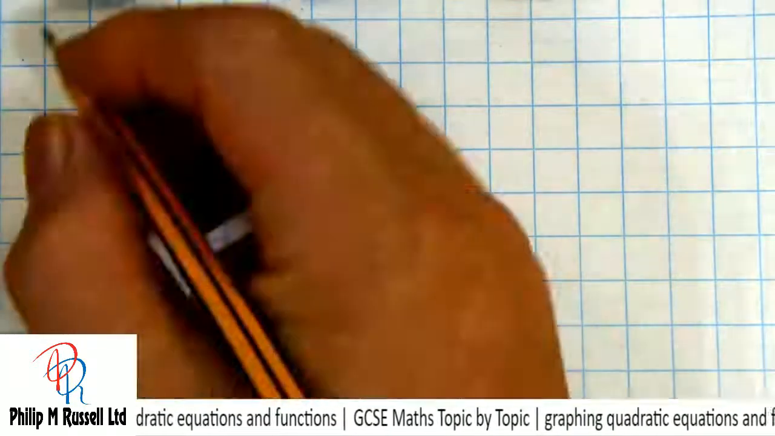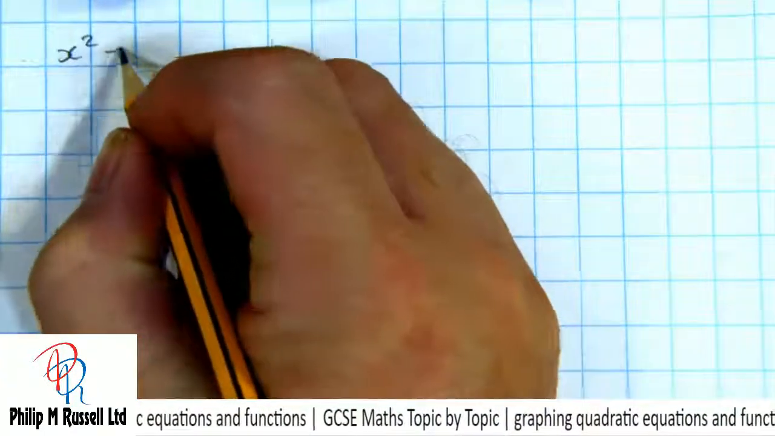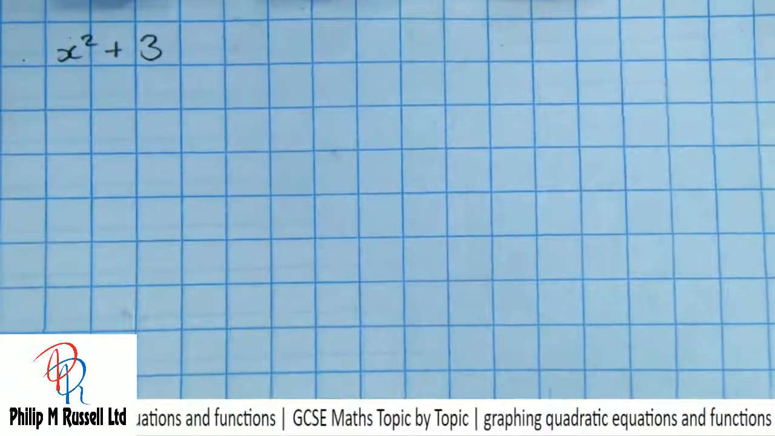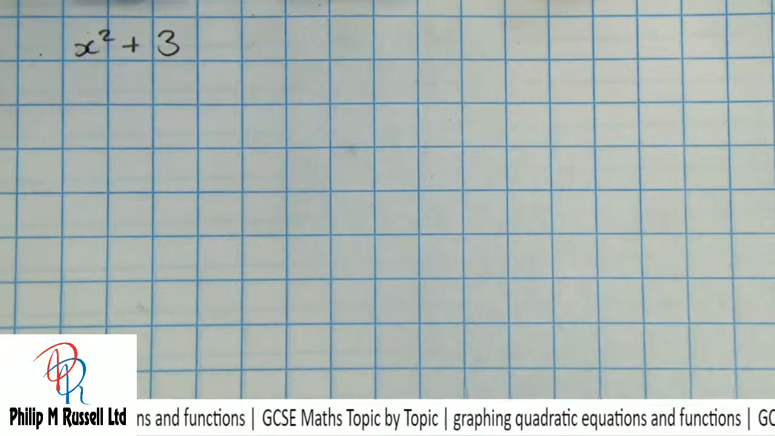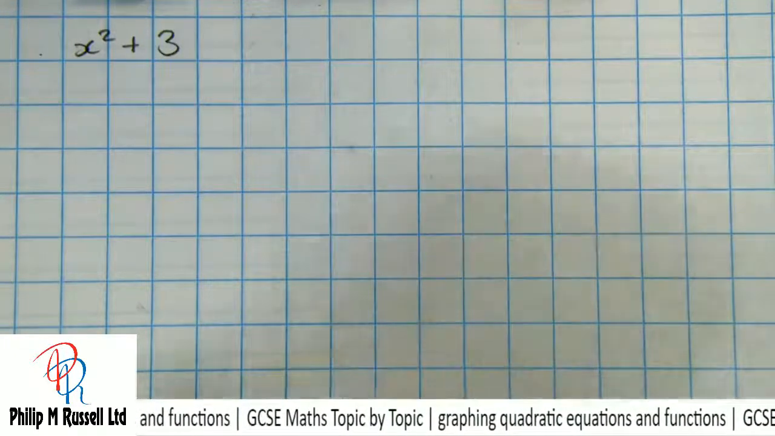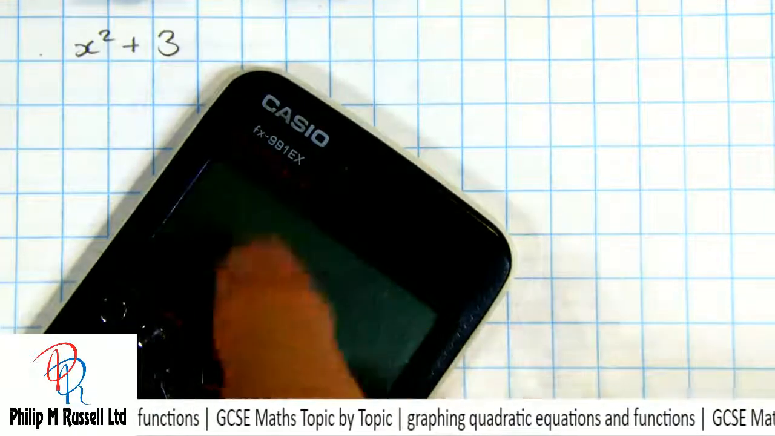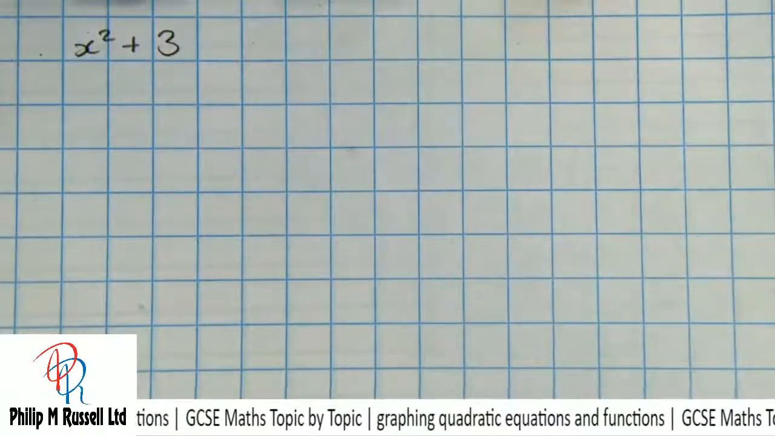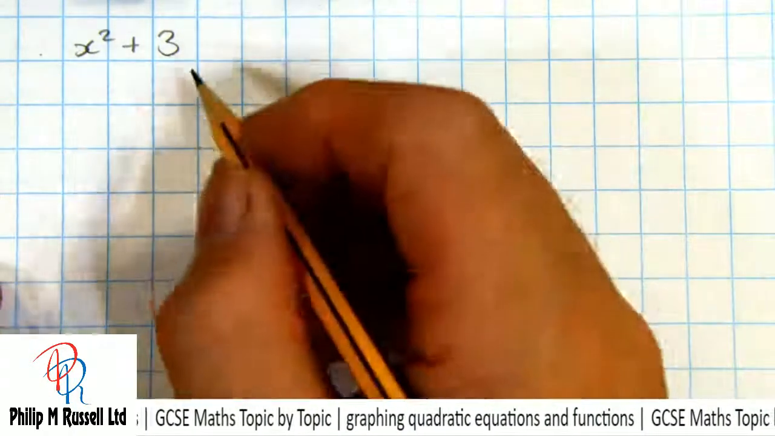A simple graph that we might look at to start with might be something like x squared plus 3. Now, you're either going to be allowed to use a calculator to do this, or we may have to try and do this without a calculator. So we're going to do it without the calculator first.